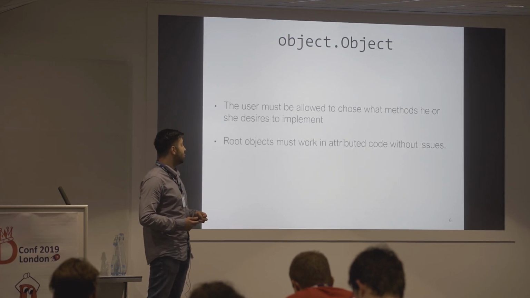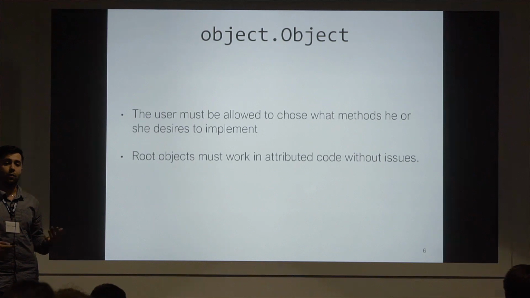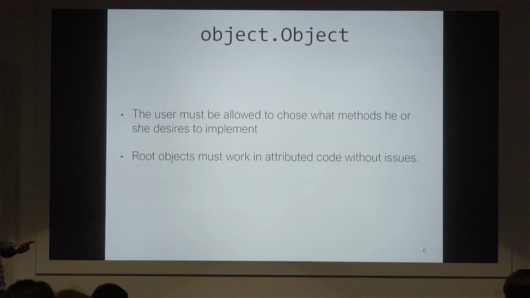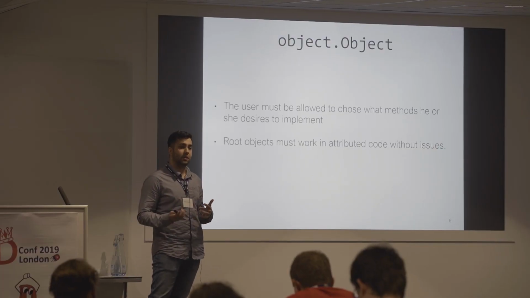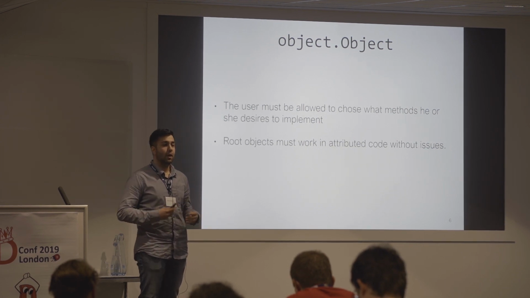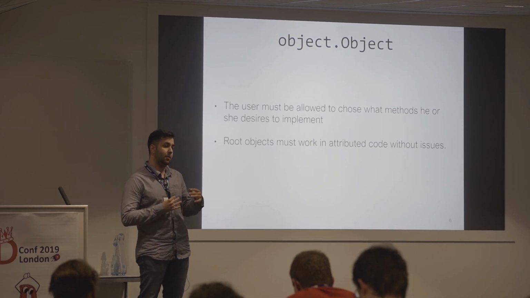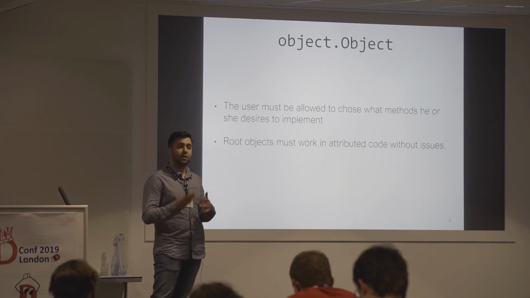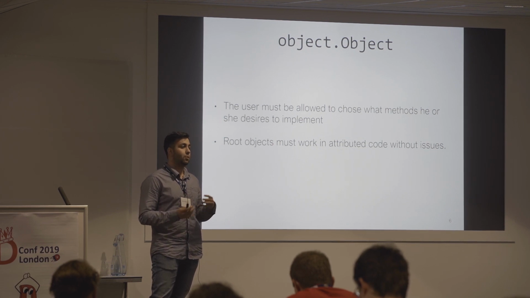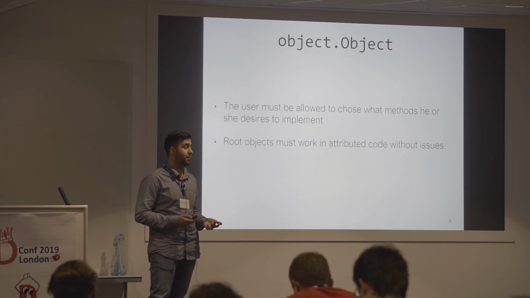And the second one is the root object needs to be able to work in attributed code, as it was the case with the find function. So searching for a good design, we decided to look at other object-oriented languages and see how they treat the same problem, right? So what is the way of defining the root class, and what's the interface that this class exposes, and how do they treat the comparison, for example?